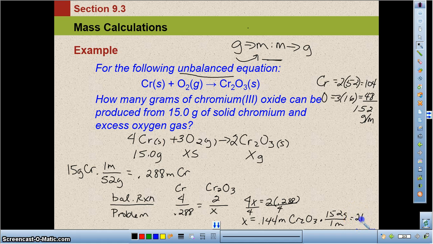So 21.89 grams of Cr2O3. There is your final answer. We have the number, we have the units, which is grams, and we have the compound or the substance, which is the chromium-3 oxide. So to go back and look at the problem again, how many grams of chromium-3 oxide can be produced from 15 grams of solid chromium and excess oxygen gas? The answer is 21.89 grams of chromium-3 oxide.